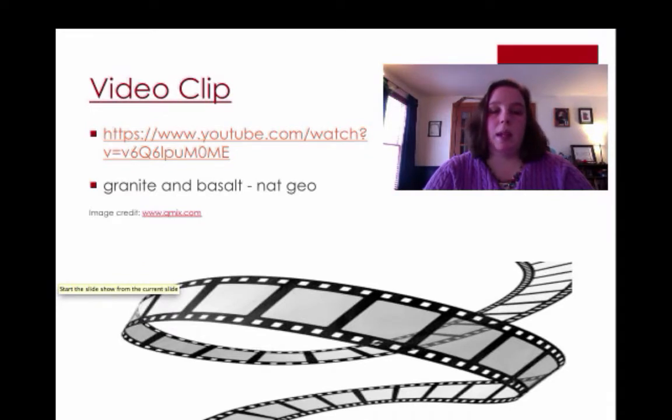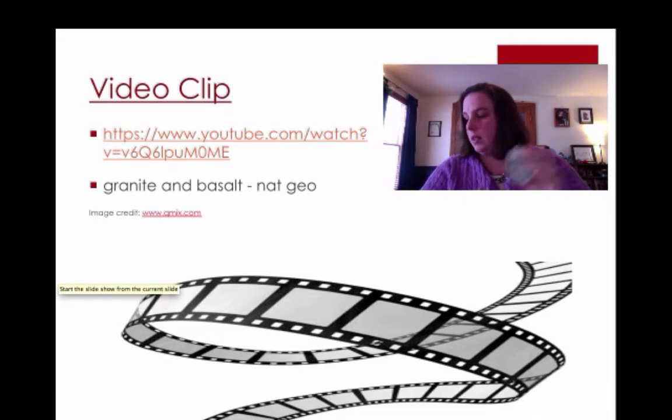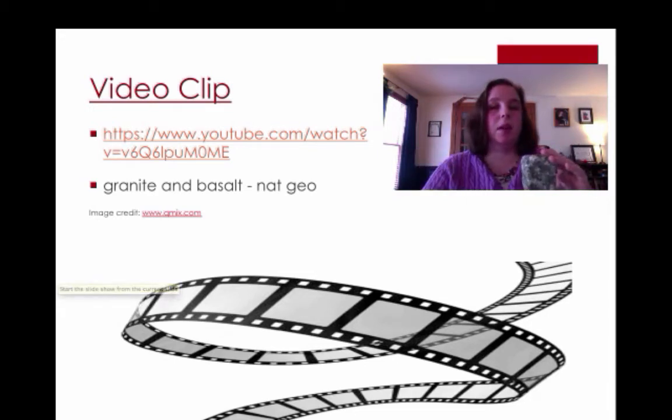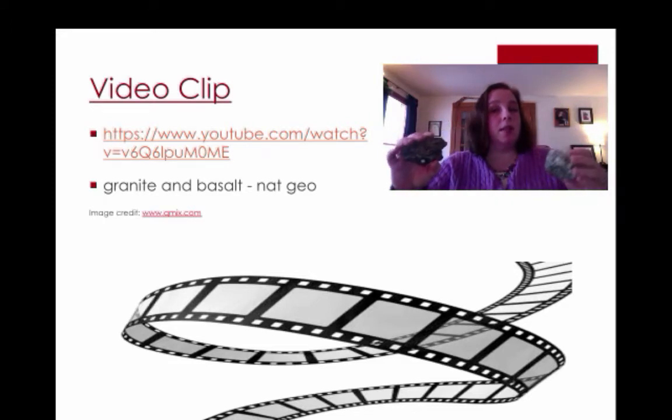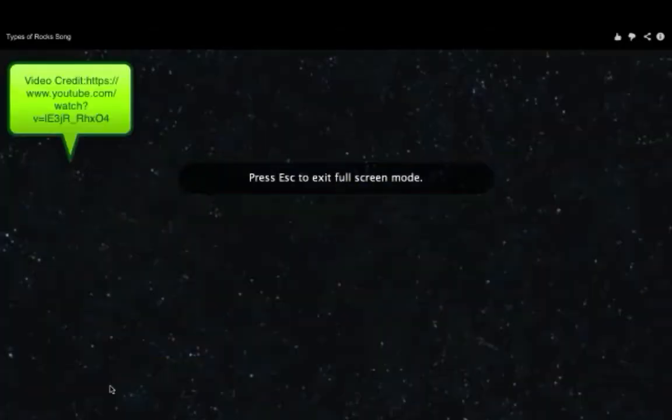So I hope you enjoyed that clip about granite and basalt, and I have two here. Here is a piece of granite, here is basalt, and what they were saying is that this makes up continental crust and this makes up oceanic crust, which makes a lot of sense when you're thinking about who's putting the smackdown on who.